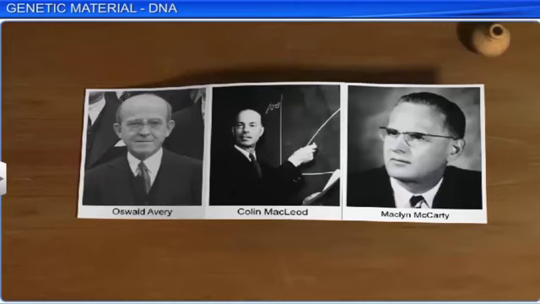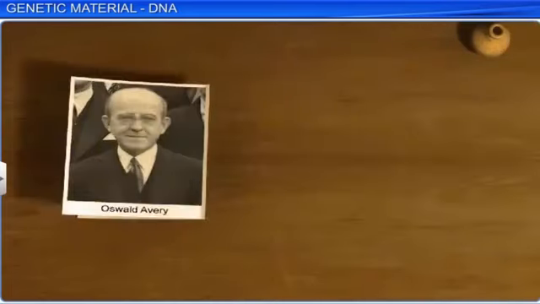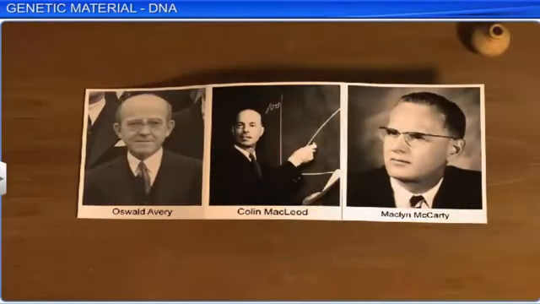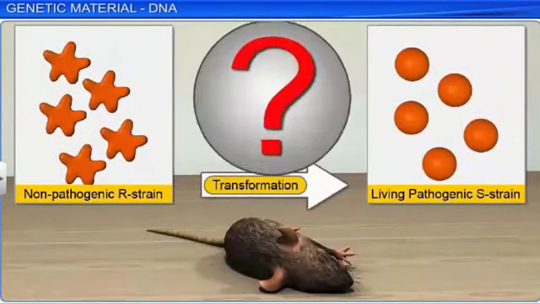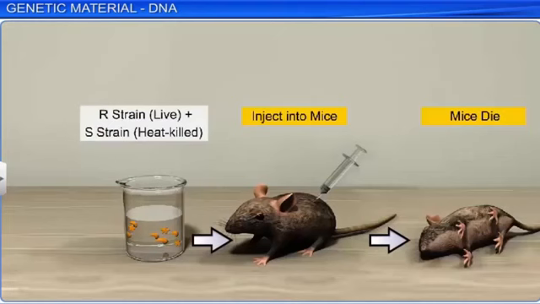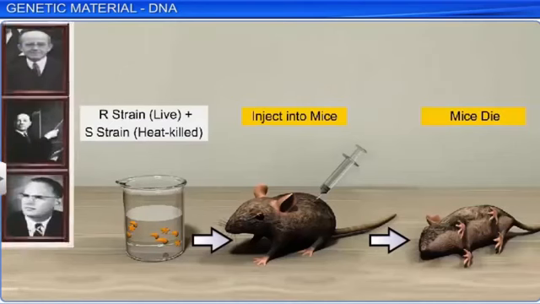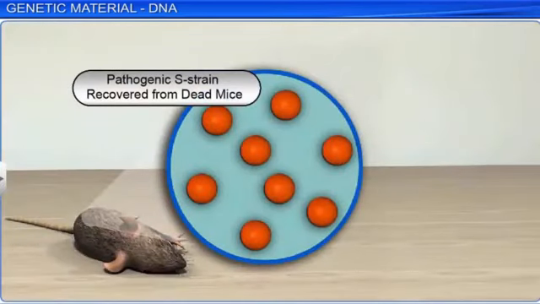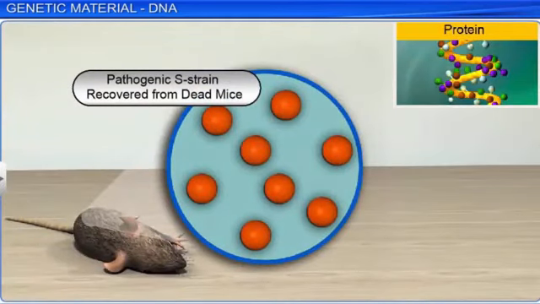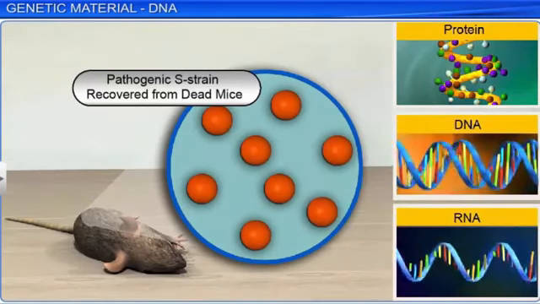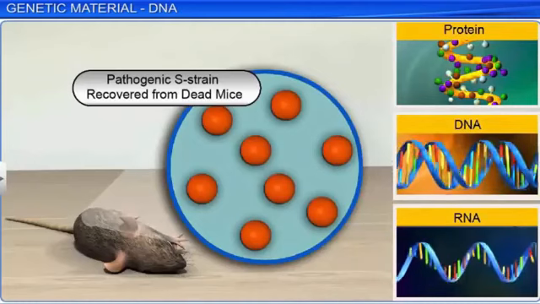However, in 1944, Oswald Avery, Colin MacLeod, and Macklin McCarty worked together to determine the biochemical that had caused the transformation in Griffith's experiment. They repeated Griffith's experiments and purified all three biochemicals, such as proteins, DNA, and RNA, from heat-killed S-strain cells to identify which one had caused the transformation.